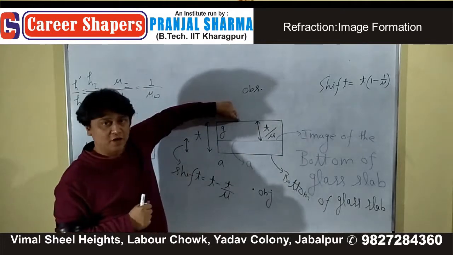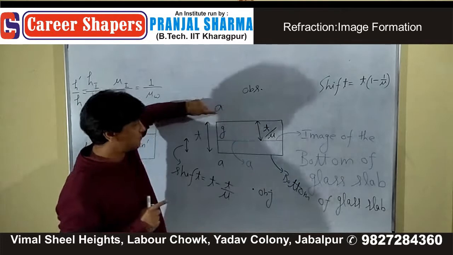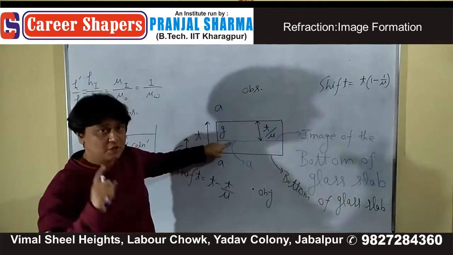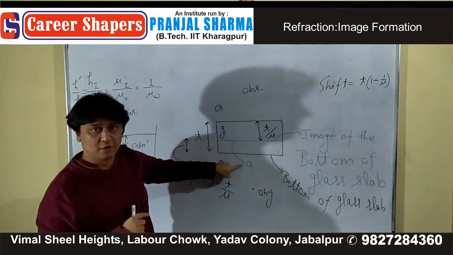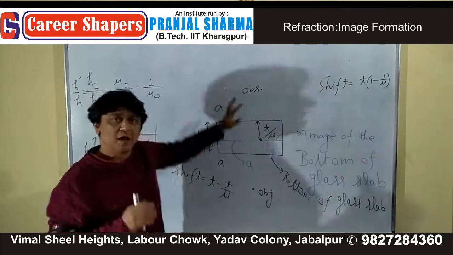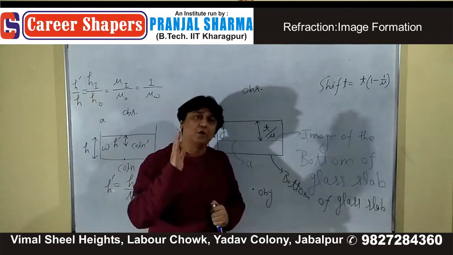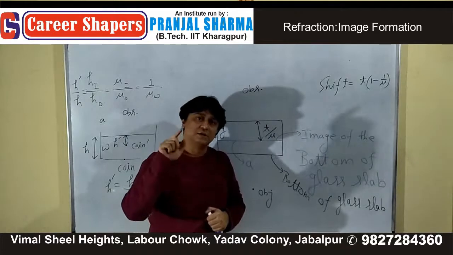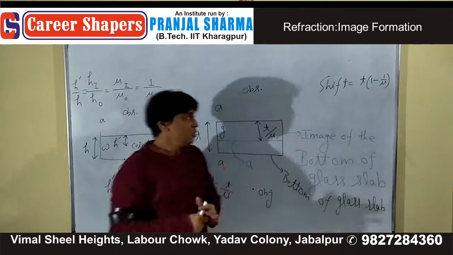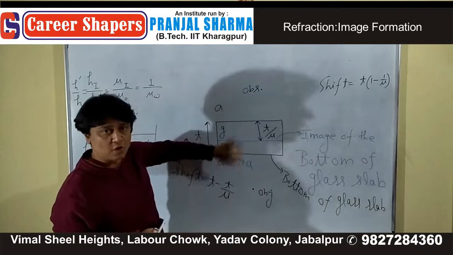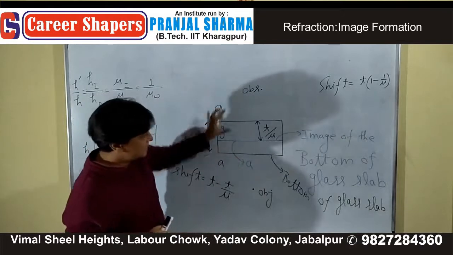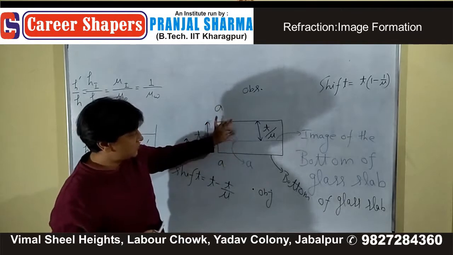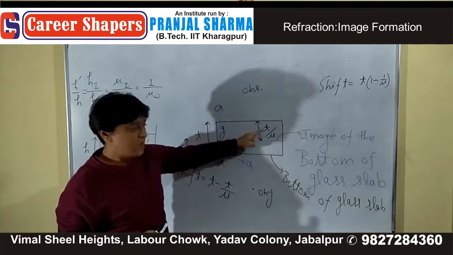Top of glass slab is in air. Bottom of glass slab is also in what? Air. For this observer, and if you remember, I had told you that an observer always finds that everything is in his medium only. For him, there is no glass slab. What he sees is something whose thickness is what? This much, T by mu.